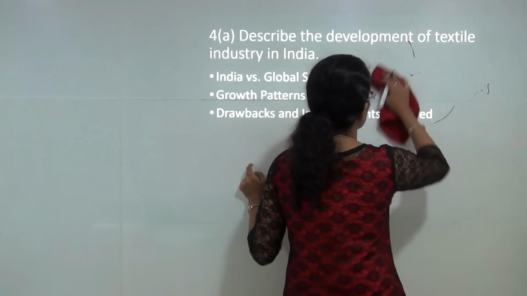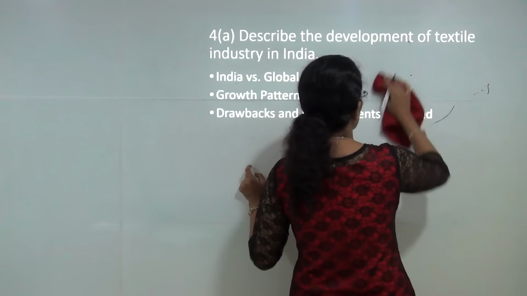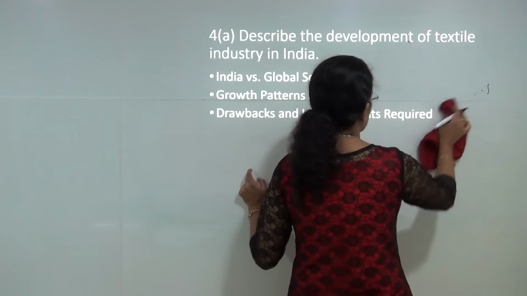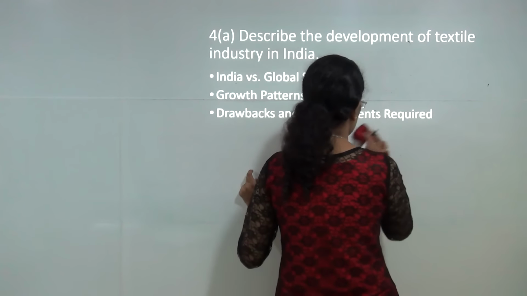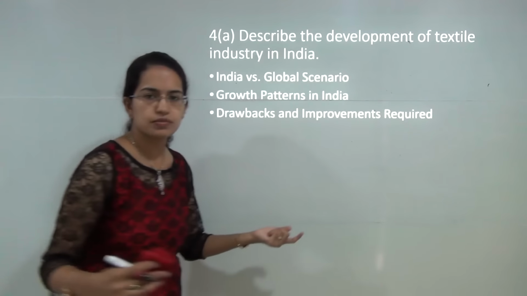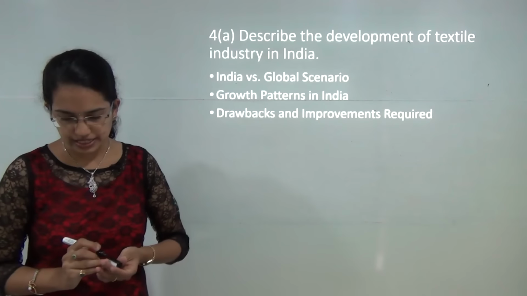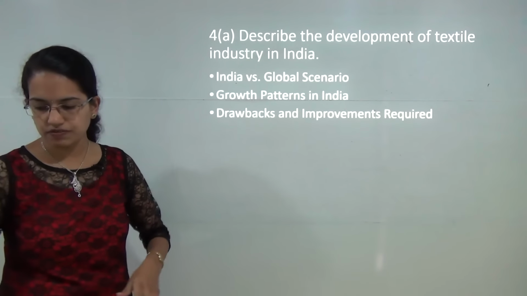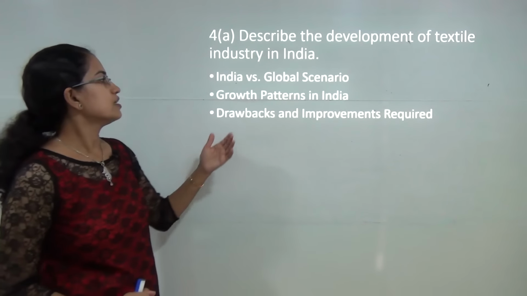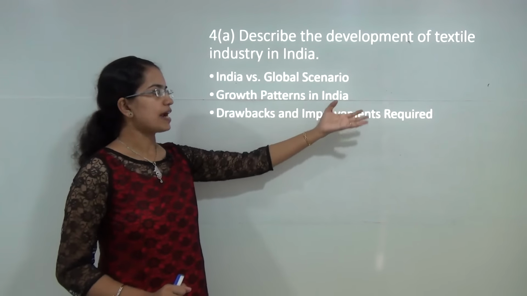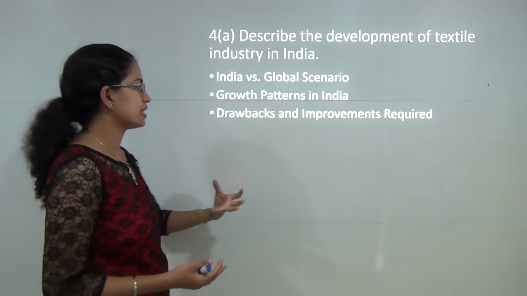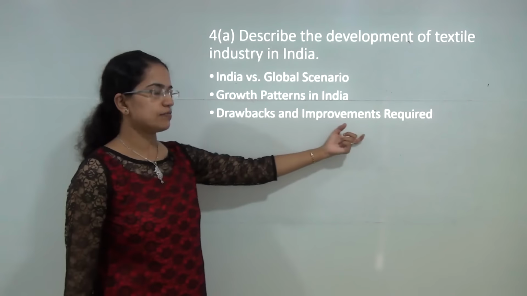Now here, first of all, you must start your answer with India versus the globe. So you can say India versus the world. You can say India is the third largest manufacturer of cotton production. Then you have India is the second largest manufacturer of textile production after China. So mention the patterns of growth that are happening in India, the drawbacks and the improvements required.